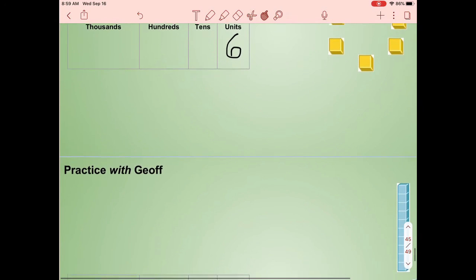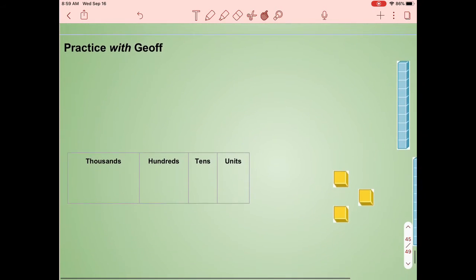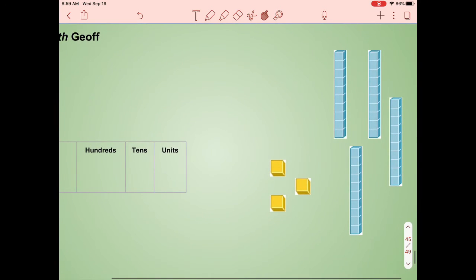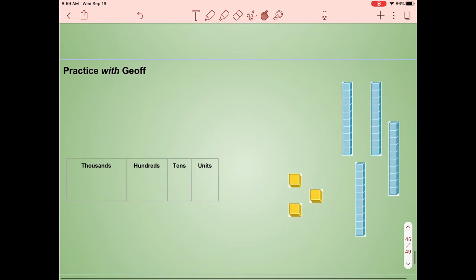All right. Next up, I'm moving down to my next example. Okay, in this example, I've got my numbers here. Go ahead and write these in the correct place value. Pause the video if you need to. And then you can double check your answer when I solve the problem myself.